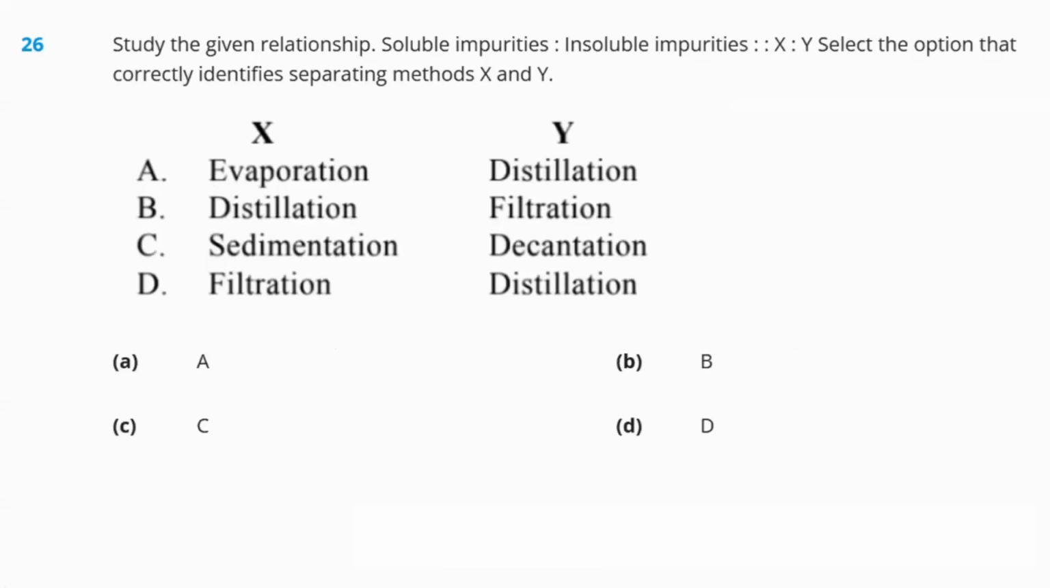Okay, next question is question number 26. 26 says, study the given relationship. Soluble impurities, insoluble ones. So we have to find X and Y, which are the methods to purify them. Like soluble impurities and insoluble ones, and select the correct option that correctly identifies them. So it would be for soluble impurities, distillation, and for the insoluble, it would be filtration. Option number B would be our answer.